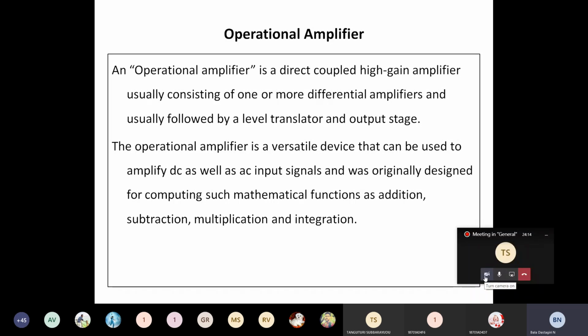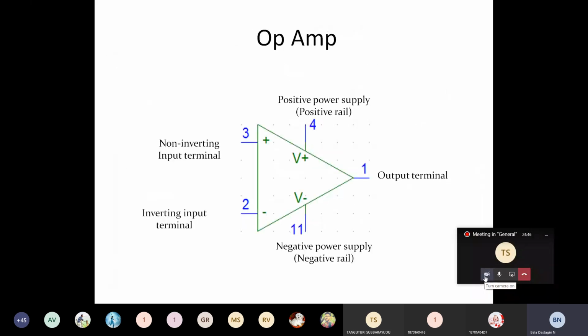The differential amplifier takes the difference of the two signals, and that difference is amplified by the differential amplifier. Normally the internal structure of an operational amplifier consists of two stages of differential amplifiers, followed by the level translator and output stage. In the classes to come, we can discuss the block diagram of the operational amplifier in detail. Now the next one is the symbol of the operational amplifier.